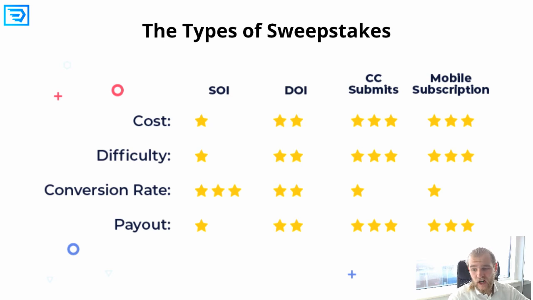Then the payout obviously correlates with all the information before. Because the single opt-in has low costs, is not difficult, and has a high conversion rate, that also means that the payout is the lowest. The double opt-in has medium costs, is medium difficult, has a medium conversion rate, and therefore has a medium payout. The credit card submits and the mobile subscriptions are the hardest to run, the most expensive to run, and will have the least amount of conversions if we talk about the conversion rate, and therefore the payout on those is higher than those of the single and double opt-in offers.